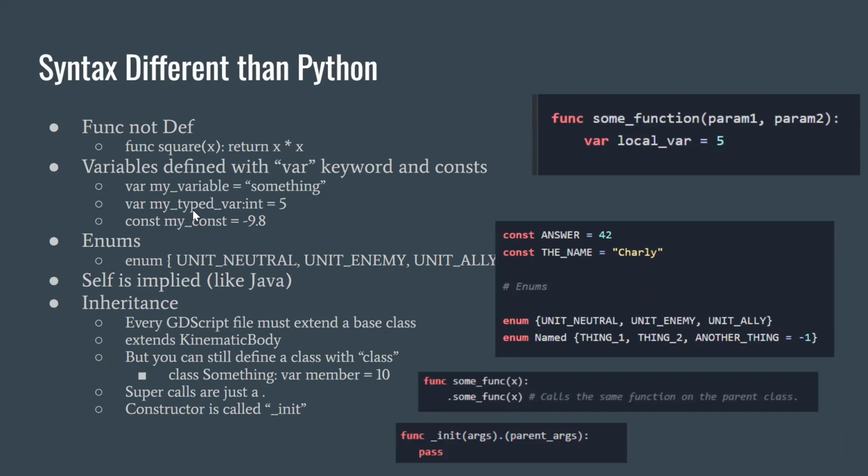They have enumerations. I don't think Python has enumerations. Maybe it does. Self is implied, like Java. So if you call a function name, you don't have to say self dot whatever. You don't pass self around everywhere. That's all implied, like Java or something else like that.